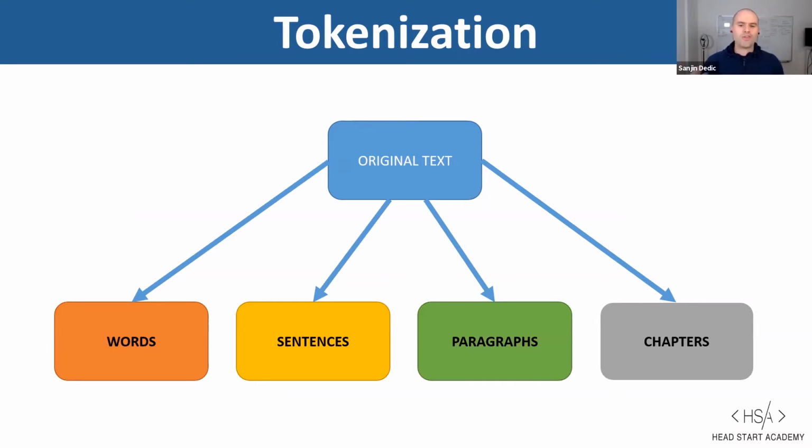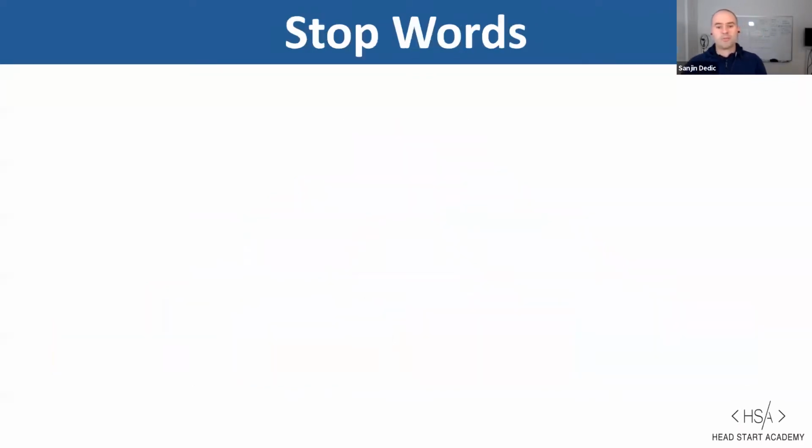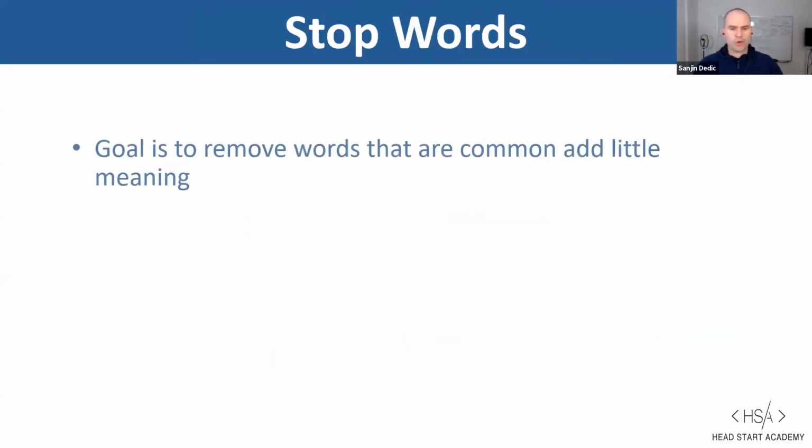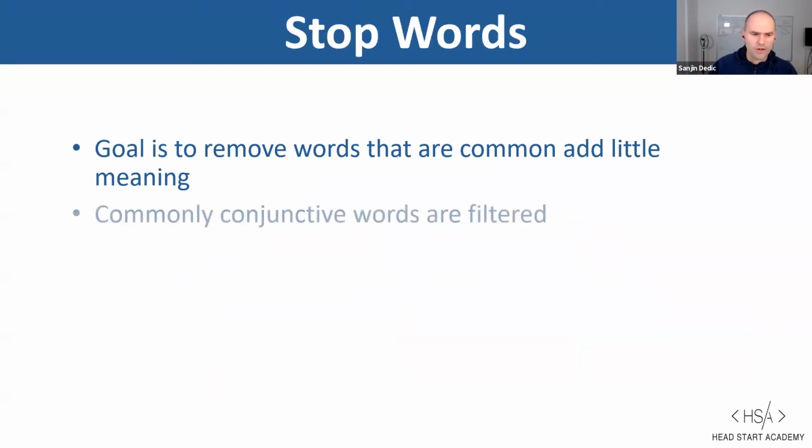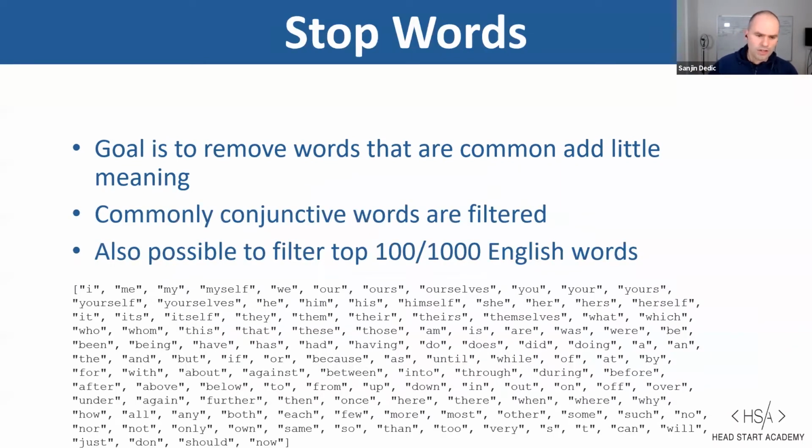But if you want to see how it flows, you may want to analyze the book in sentences or paragraphs or even chapters. After that, we're going to look at stop words. This is going to be a very simple NLTK function.